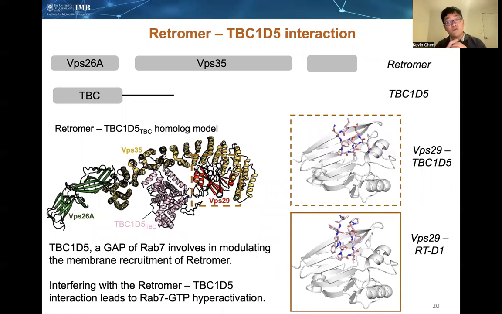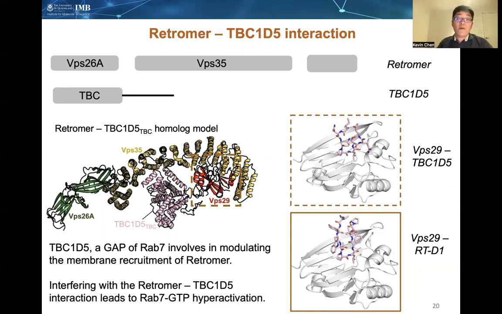Previously, we had some partial structural information showing that TBC1D5 binds to the VPS29 subunit of retromer through its PL motif, as shown in the structure here. And you can ask, what is TBC1D5? TBC1D5 is a GAP, a GTPase activating protein of Rab7, where Rab7 is the protein known to be able to recruit retromer to the endosomal membrane. So interfering with the retromer TBC1D5 interaction will lead to Rab7 GTP hyperactivation.